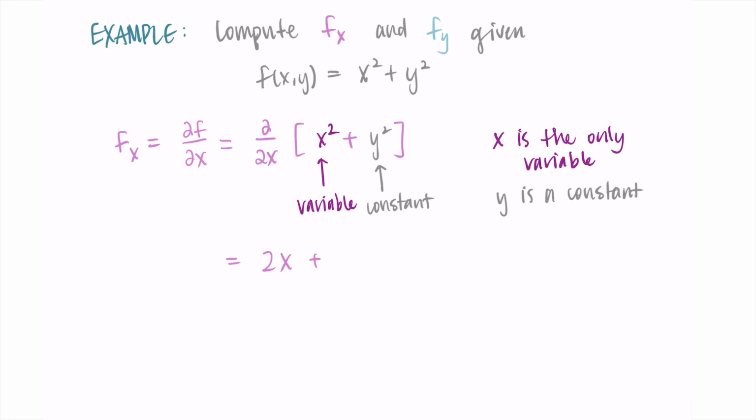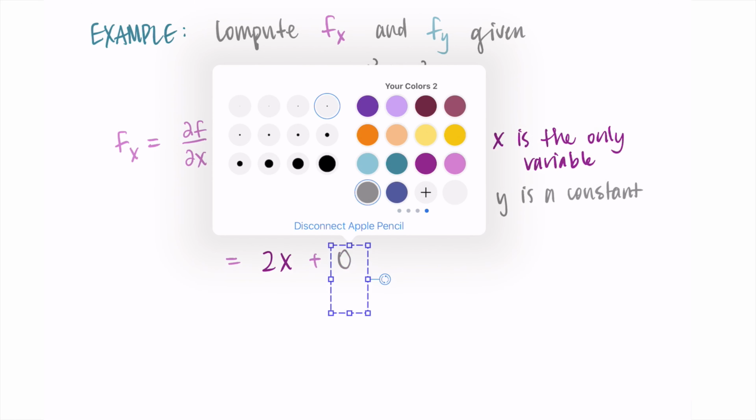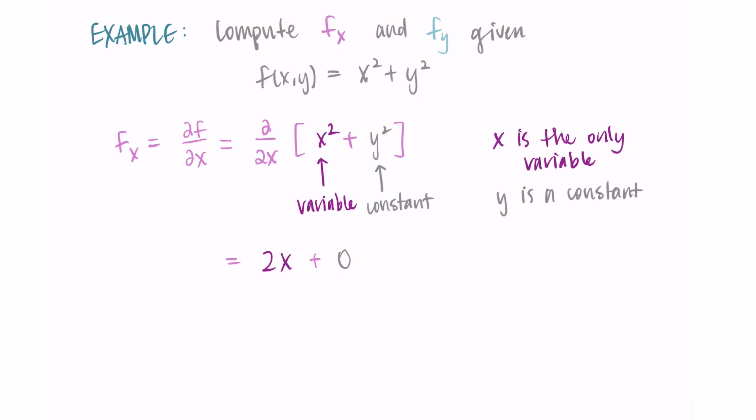So the derivative of y squared here, when taking the partial derivative with respect to x, is 0. So the 2x comes from the x squared, and the 0 comes from the y squared, since that y squared is just a constant, and the derivative of a constant is 0. So the partial derivative with respect to x is just 2x. That tells us the change in the function as we go along the positive x-axis, so in the x direction.